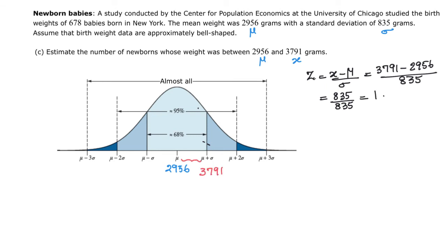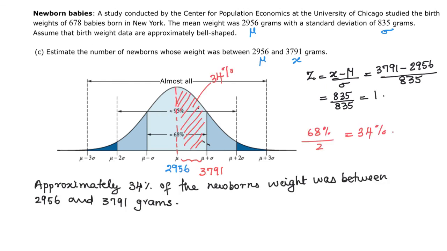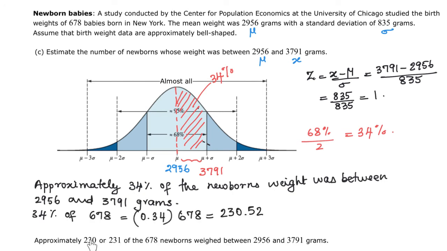By the empirical rule, 68% of the data is between mu minus sigma and mu plus sigma. Since this is bell-shaped and symmetric, half of 68%, that means 34% of the data, will be between mu and mu plus sigma. Now find 34% of the total newborns, and we can conclude that approximately 230 or 231 of 678 newborns weighed between these two values.